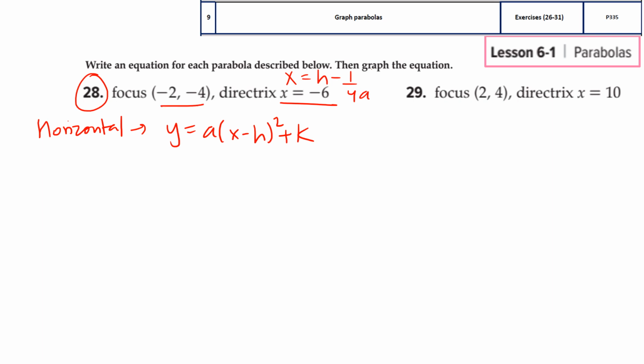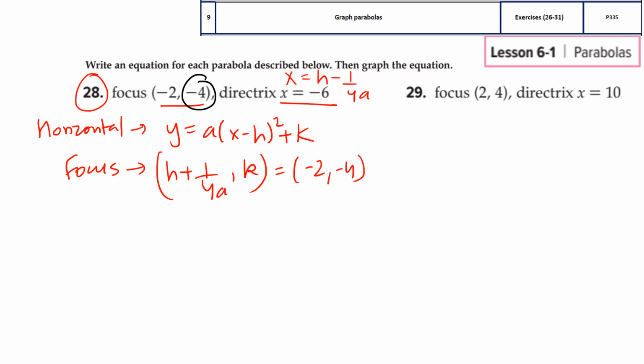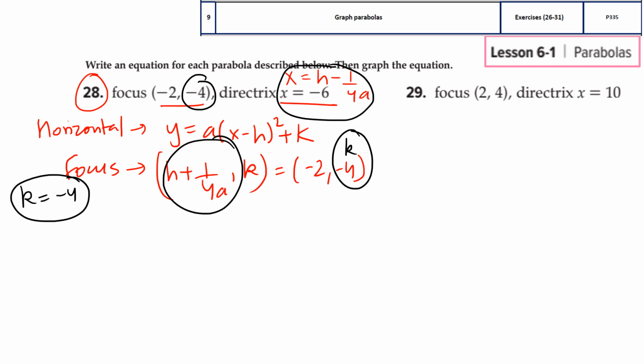So I use the formula for the focus. The focus formula for a horizontal parabola is given by (h plus 1 by 4a, k). This is given to be equal to (minus 2, minus 4). So one value which I get directly is k, which is minus 4. Let's try to find h and a. For that, I will use these two equations, the directrix and the focus. So h plus 1 by 4a, which is the focus, is equal to minus 2. And from the directrix, which is minus 6, the value is h minus 1 by 4a.